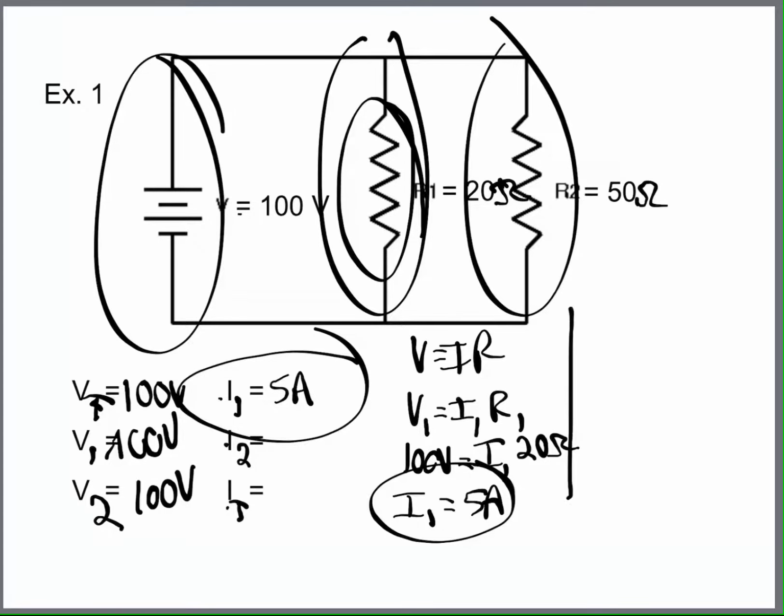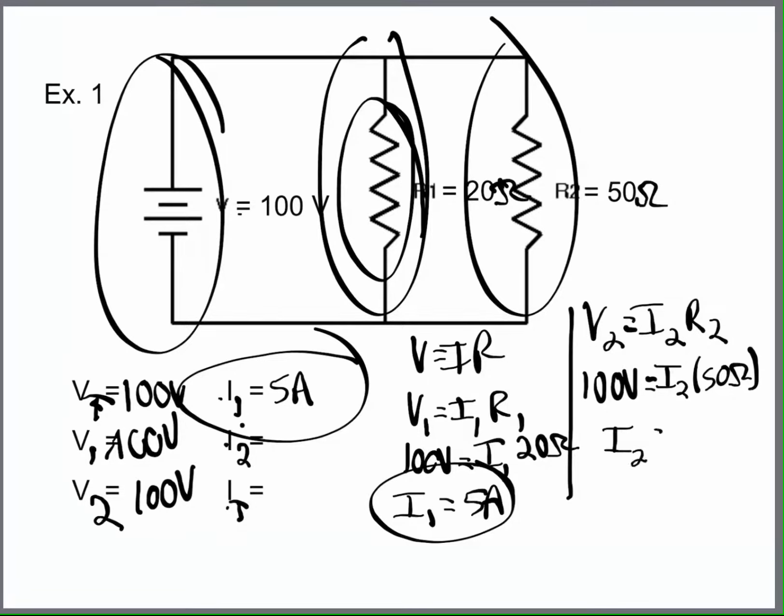Okay, now for I2, we're going to say V2 equals I2 R2. So V2 is once again 100 volts. I2 is what we're looking for, and R2 is 50 ohms. So this guy's going to be what? 2 amps.